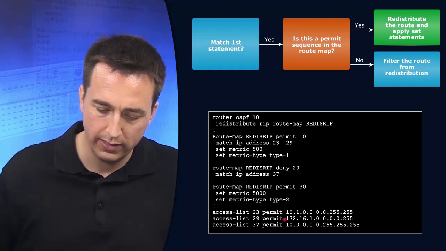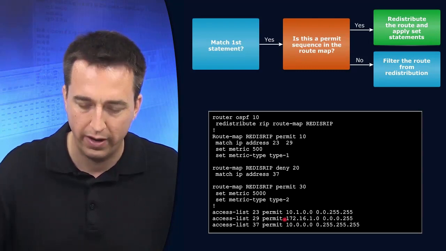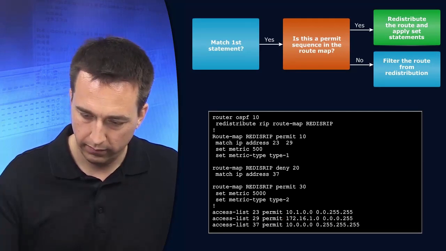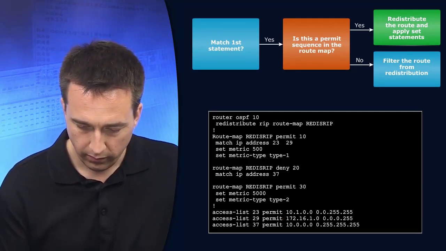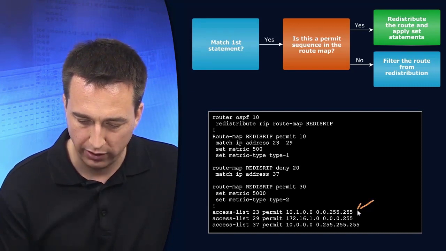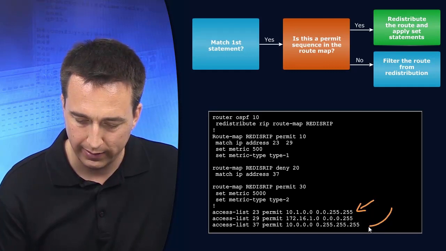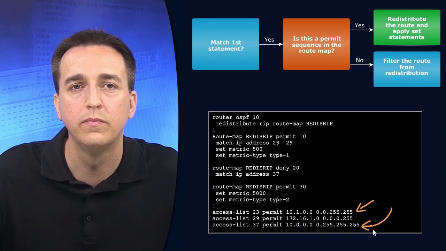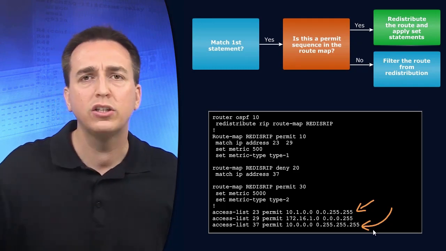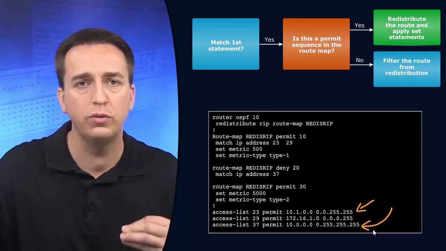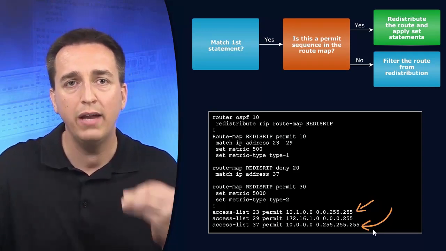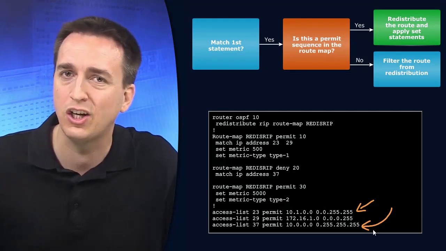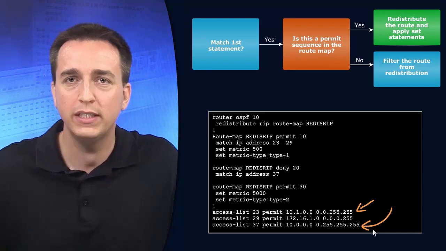It is 10.0.0.0 through 10.255.255.255. Hold on a second here. Folks, does this address range here fall within this address range here? Yes, it does. Access control list 37 is 10.0.0.0 through 10.255.255.255. 10.1.0.0 through 10.1.255.255 falls within that range. Isn't this a conflict of interest here? Will this really work?